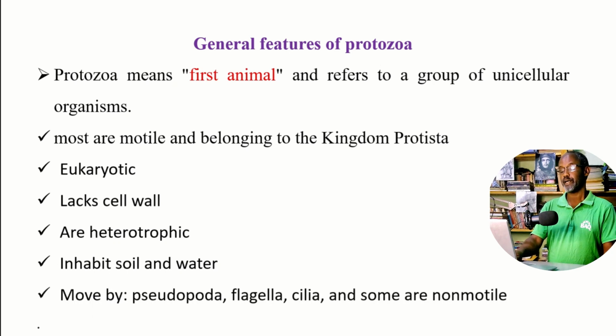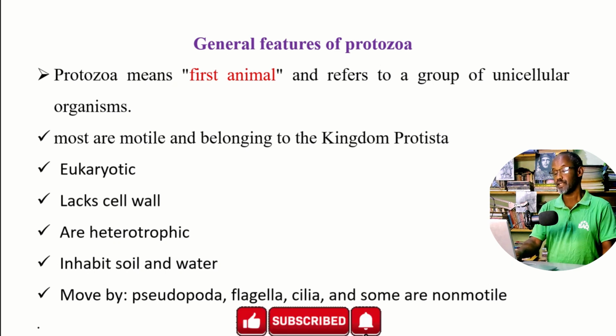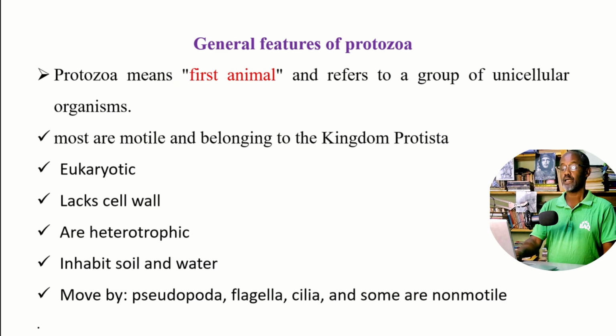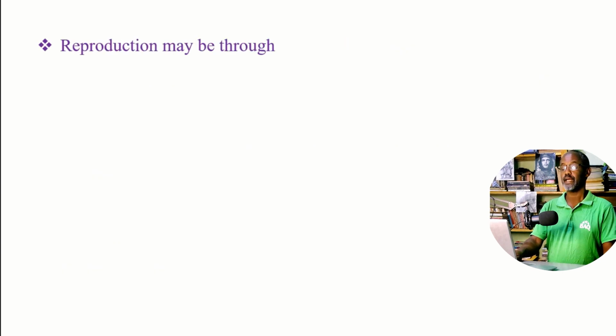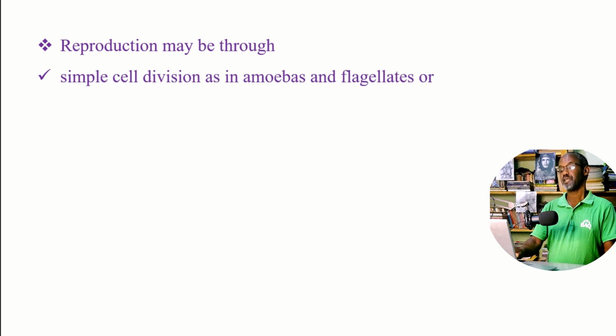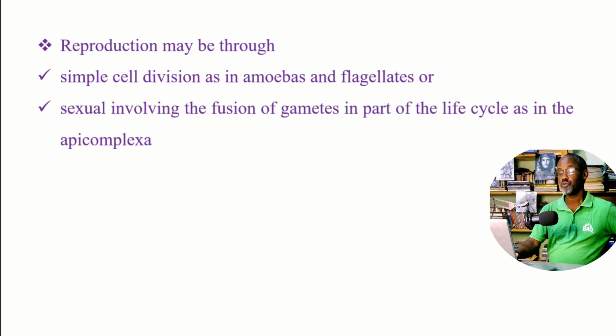And they move by pseudopoda, that means extending their cell membrane, which are known as false feet, as in the amoebas; flagella, whip-like structures for movement in fluids; or cilia, hair-like appendages on the surface of the cell. Some are non-motile, of course, we shall come to that group. These are some features, let me add again. In terms of reproduction, it may be through simple cell division, as in amoebas and flagellates, which means asexual.